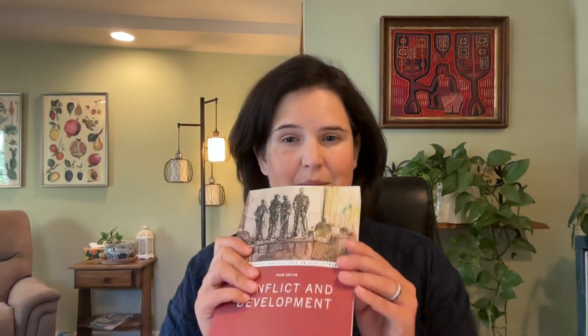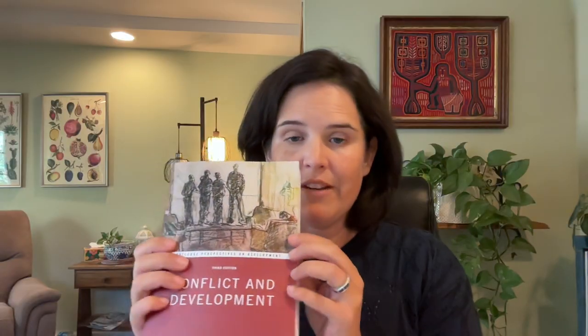Okay, the other thing that's important to note about this course is that there is a textbook. It's called Conflict and Development. It is fully available at the ASU library, but I recommend that you buy this book. It's about $40 on Amazon. You can also order it through Routledge.